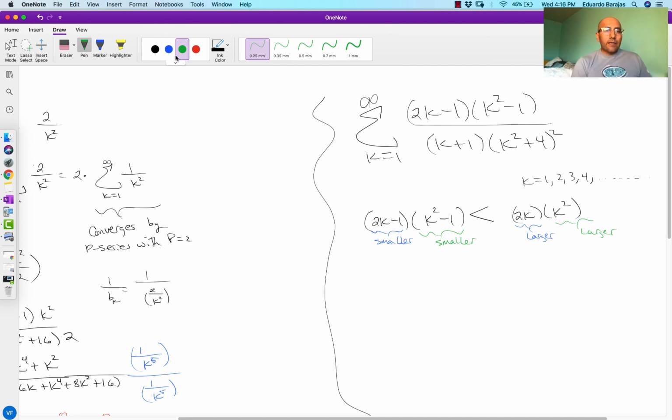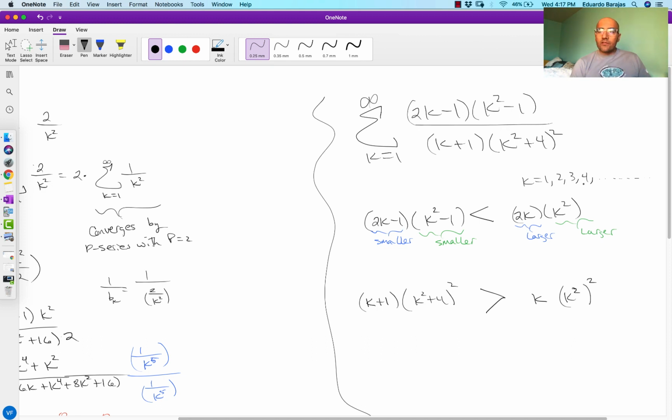Okay. Now, in the same spirit, we can look at the denominator now. If we have k plus 1, and then we have a k squared plus 4 squared, and we want to compare that to, and this is going to be in the other direction, we'll have that k is always smaller than k plus 1, and we have that k squared is always going to be smaller than k squared plus 4 squared, right?